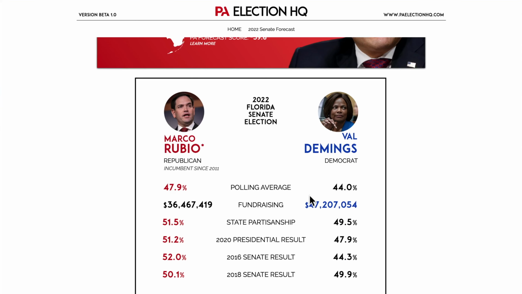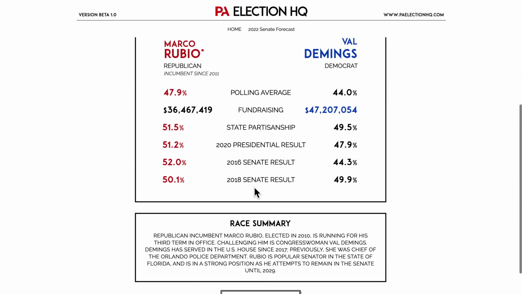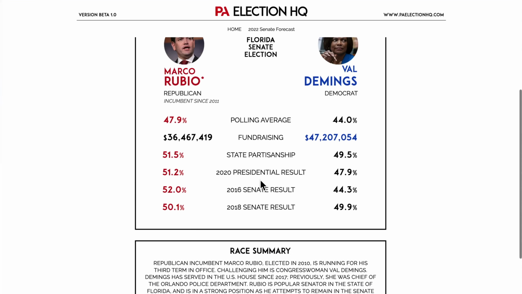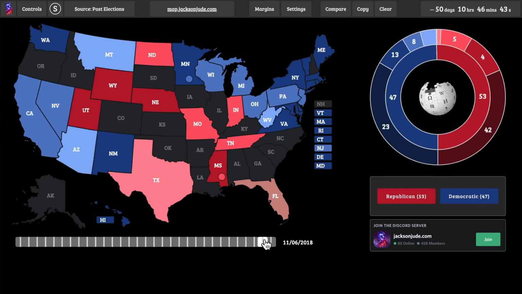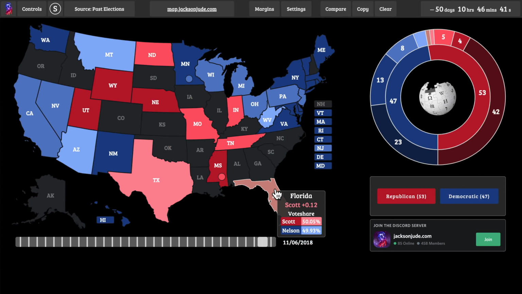I mean, the only factor that Val Demings has an edge on is fundraising. She's raised $47 million, but Marco Rubio himself has still raised $36 million, so it's really not that big of a difference. Even though it's $10 million, Marco Rubio still has raised $36 million. And so the state of Florida has definitely been a state that we've seen a significant shift to the right in. If you just look at the 2018 Senate election in the state, you'll see that Bill Nelson actually lost his re-election to a fourth term to Rick Scott.